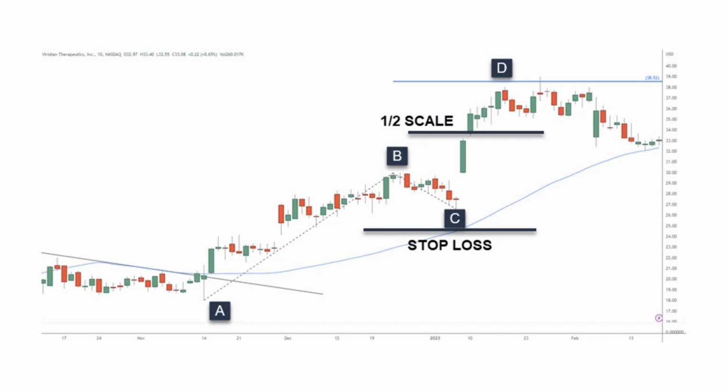Some traders would just place a sell order at D to get out of that trade automatically. Other traders may decide to sell half their positions at the 50% point of that C to D move. Your stop loss can go under the low at C.